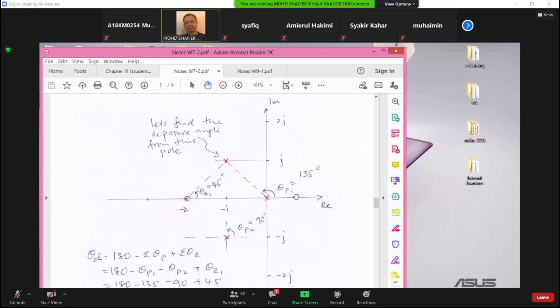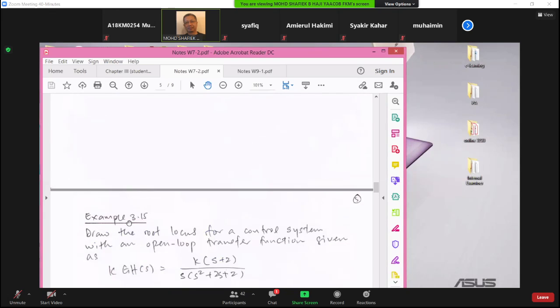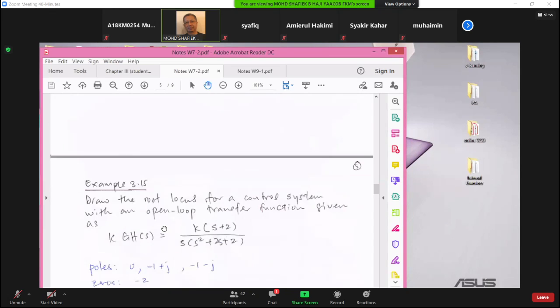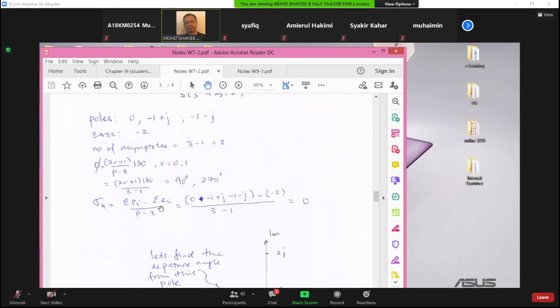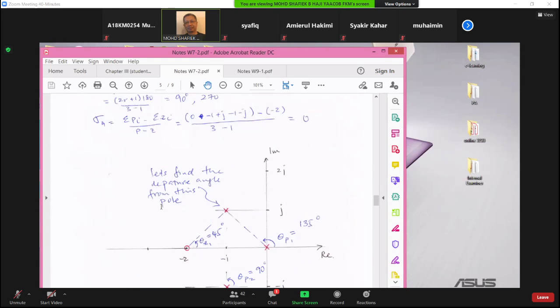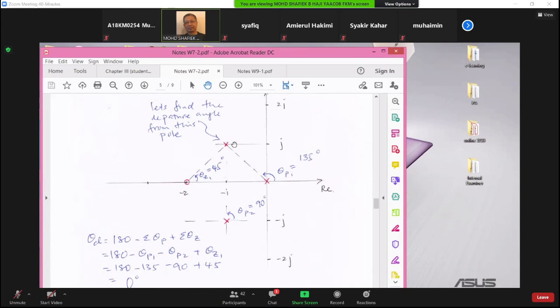Okay, so let's go back to example 315. You have these two complex poles at -1 plus j and -1 minus j. Once you have a complex pole, because the locus starts at the pole, you need to know the departure angle. Does it go to the left, to the right, up or down?